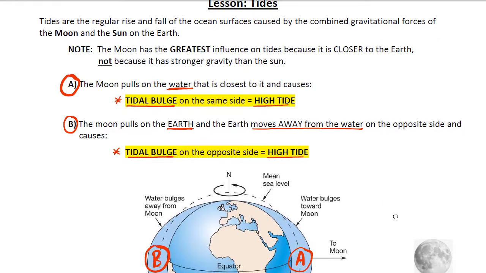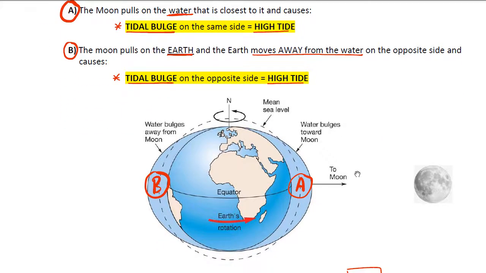Okay, let's take a look at this diagram down below. Here's our moon sitting here. Now, of course, this is not to scale. The moon is about 1/6 the size of Earth, and it's way farther away than you would imagine here. But this kind of gives you the idea.